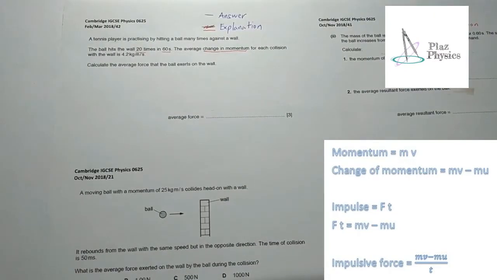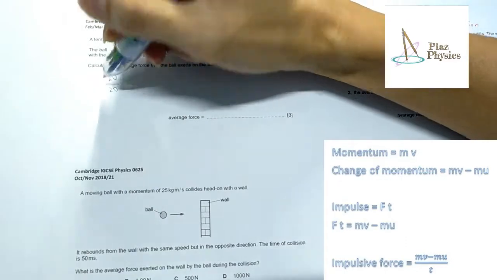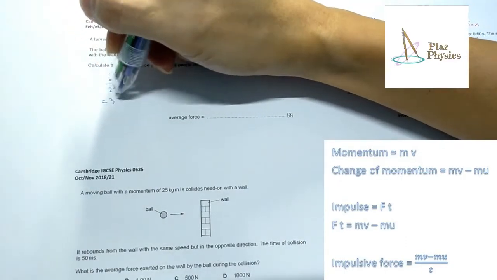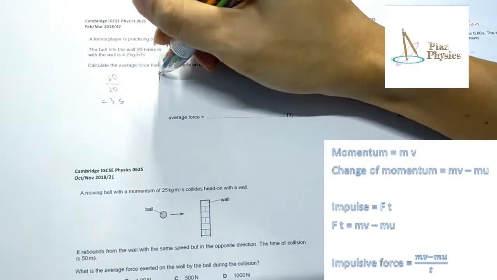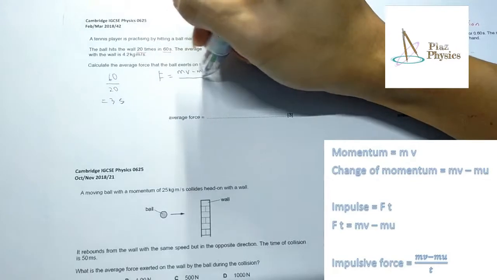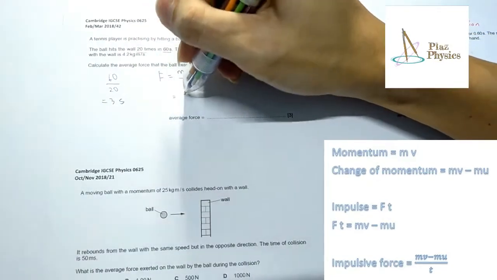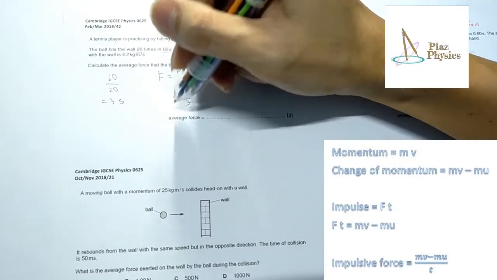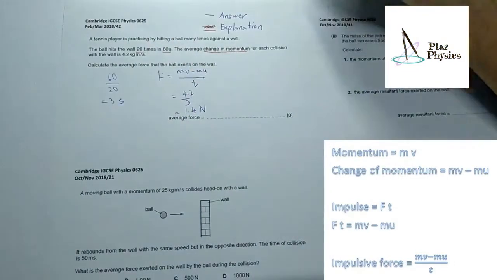The question asks for average force, so we need to calculate the average time first. 60 seconds over 20 seconds, we will get 3 seconds. Okay, we explain first: force equals mv minus mu over t. The mv minus mu is change of momentum. So 4.2 divided by 3 directly, we will get 1.4 Newton.